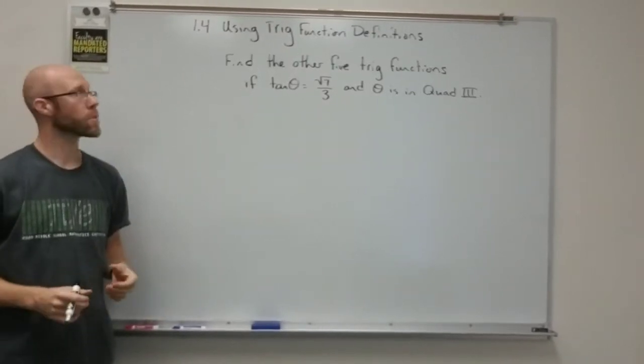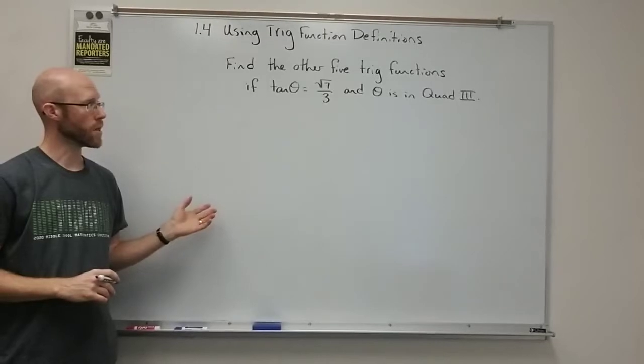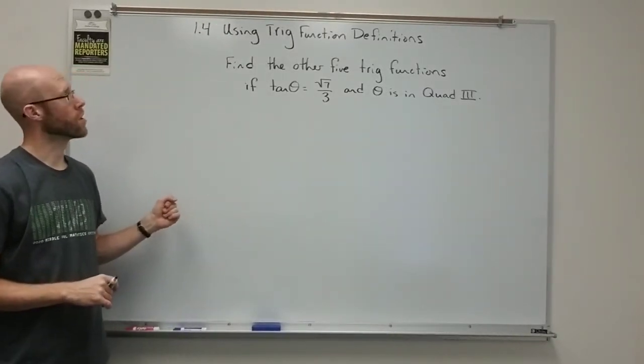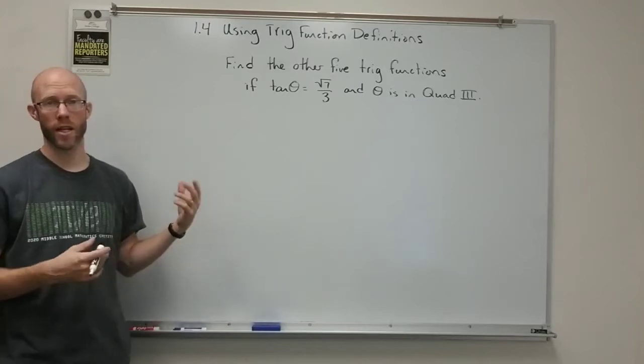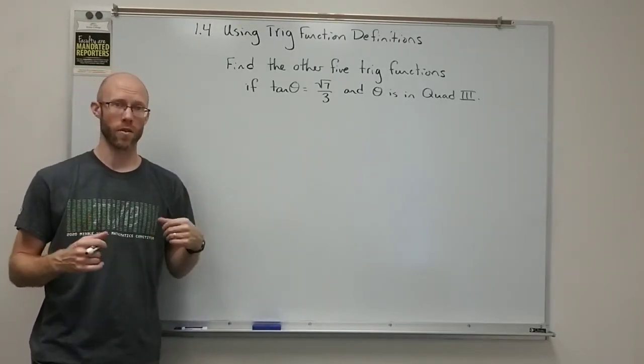Okay, to wrap up section 1.4, I'm going to try a problem here that will allow us to apply some of the things we just learned regarding the different trig identities and whether trig functions are positive or negative in each quadrant.